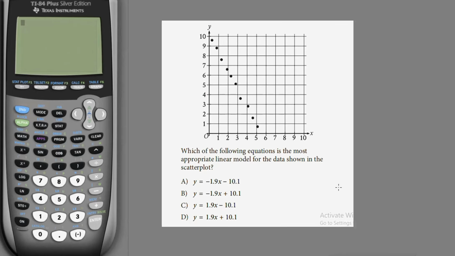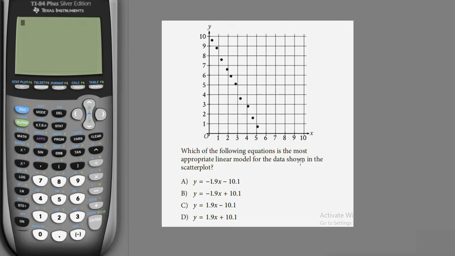In this video, we're going to learn how to solve this short math question easily and fast using this TI-84 Plus CE edition calculator. So let's get started. The question says, which of the following equations is the most appropriate linear model for the data shown in the scatter plot?